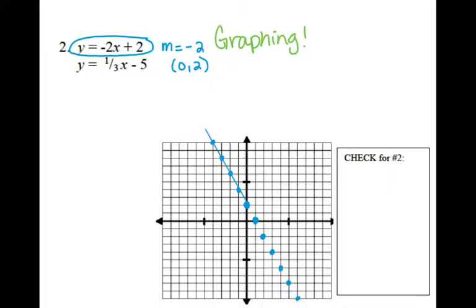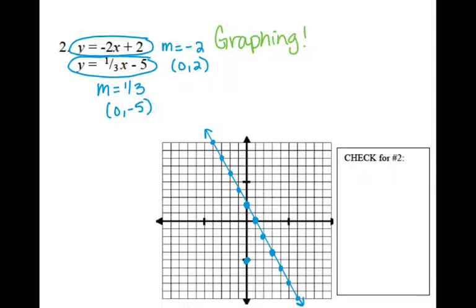So there is our first equation graphed, and let's graph the second one. For my second one, my slope is 1/3, and my y-intercept is (0, -5). So I'm going to start at (0, -5) and go up 1 over 3.